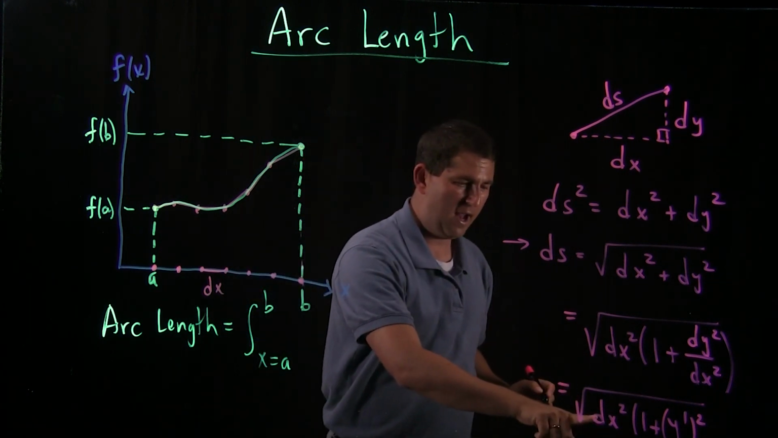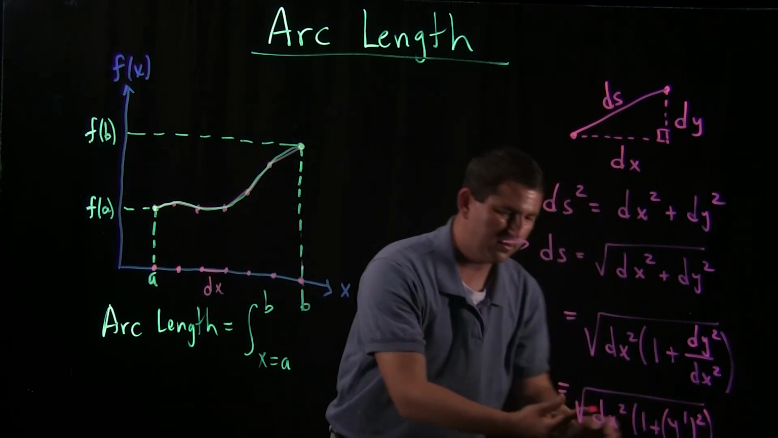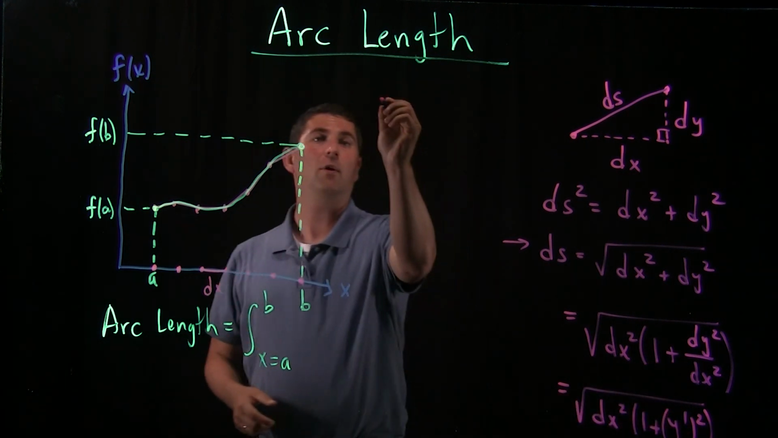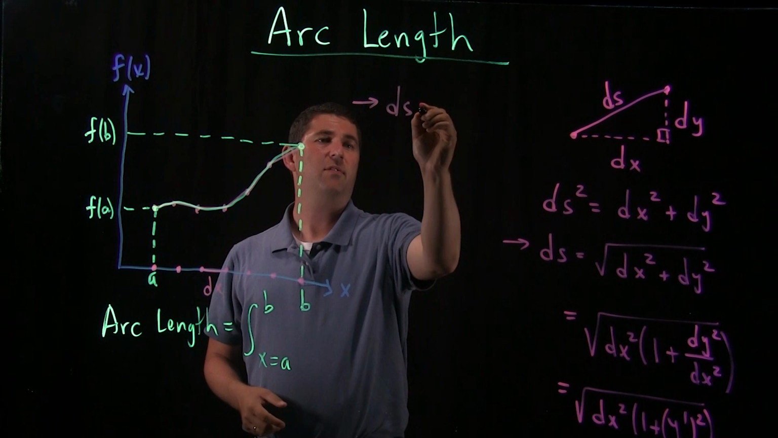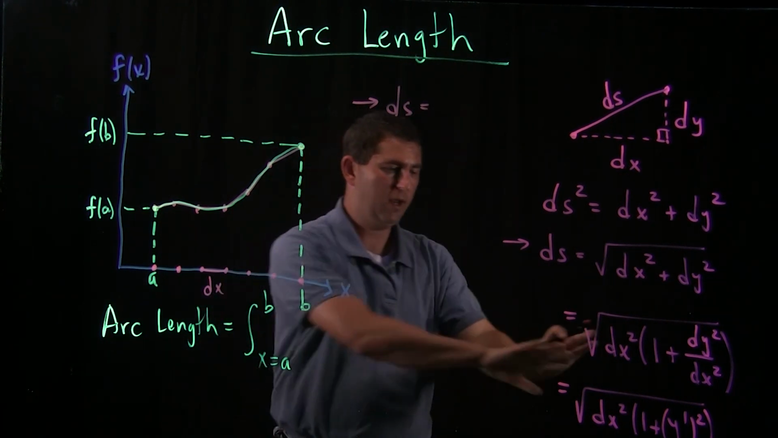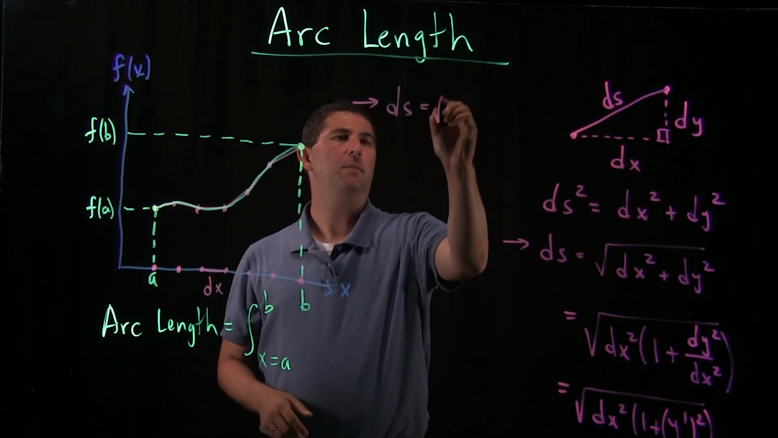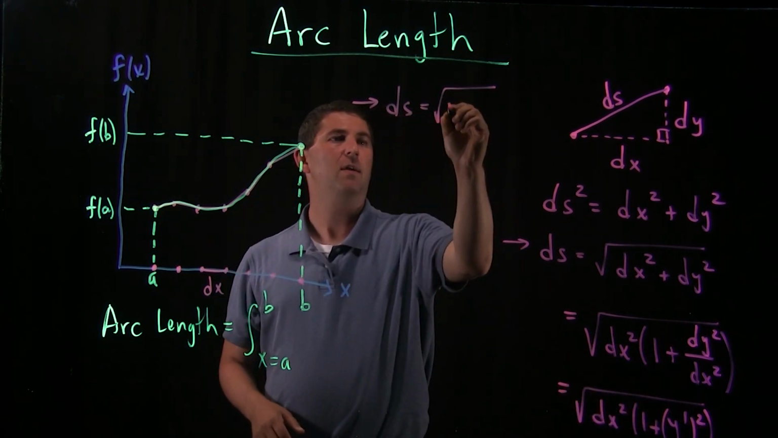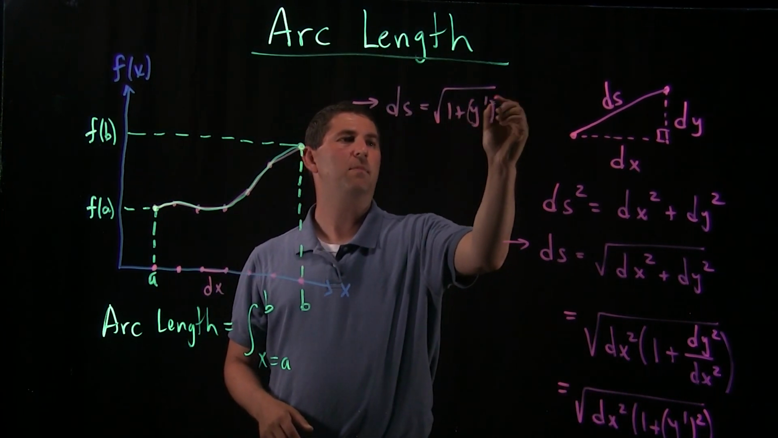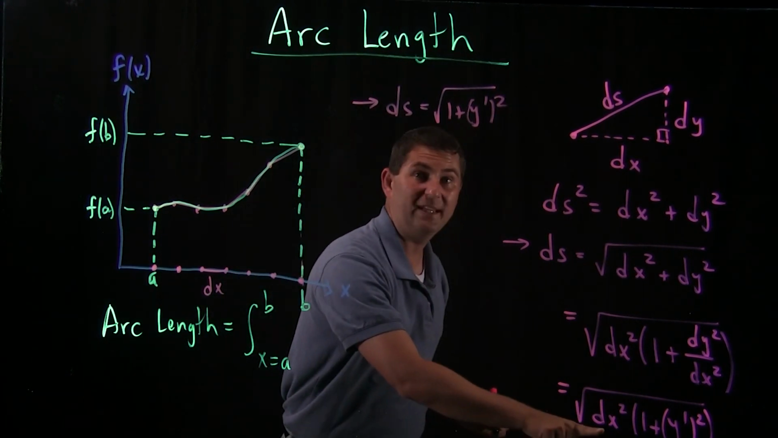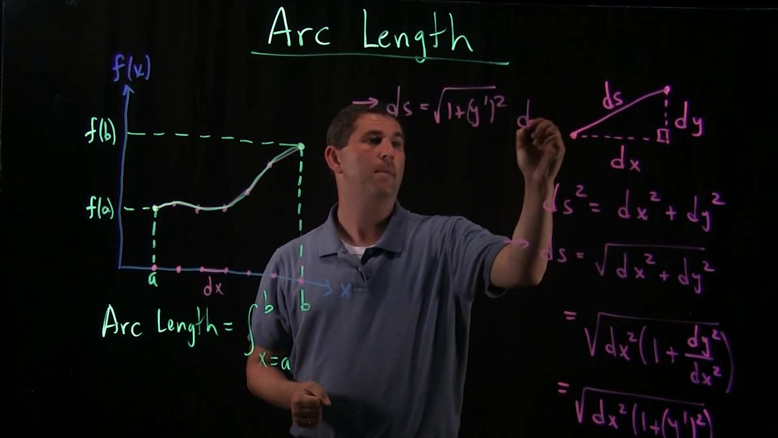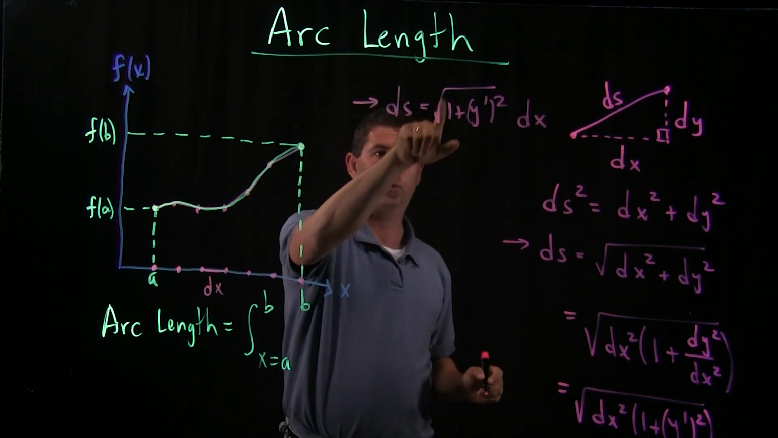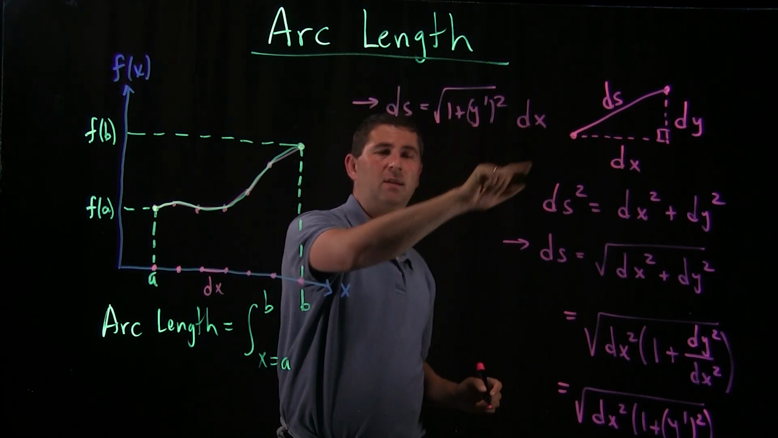Okay, now I have a square root of a product, dx squared times 1 plus y prime squared. And so ds is equal to, I can break up this square root, and let me get the last bit first. This is 1 plus y prime squared, and then the square root of dx squared will be dx. So that actually tells me that my ds is root 1 plus y prime squared times dx.